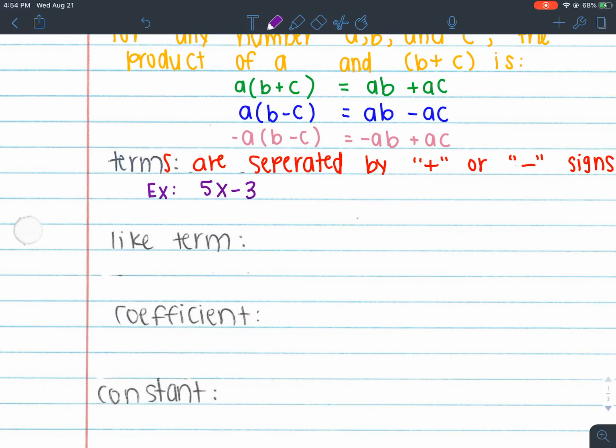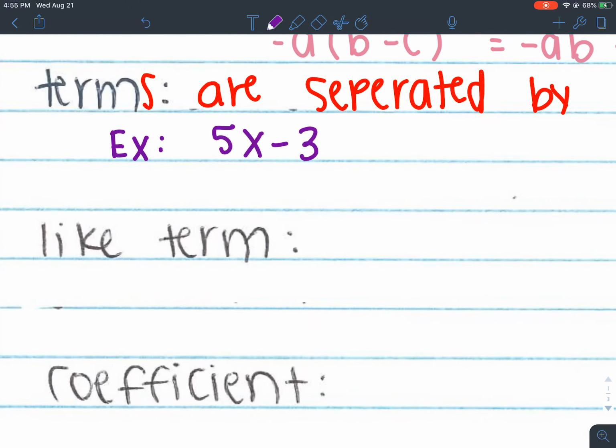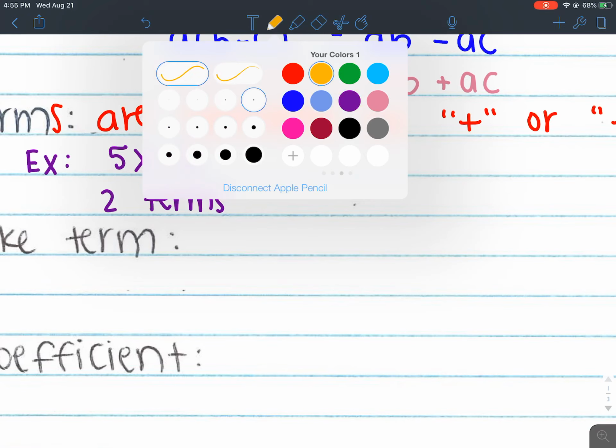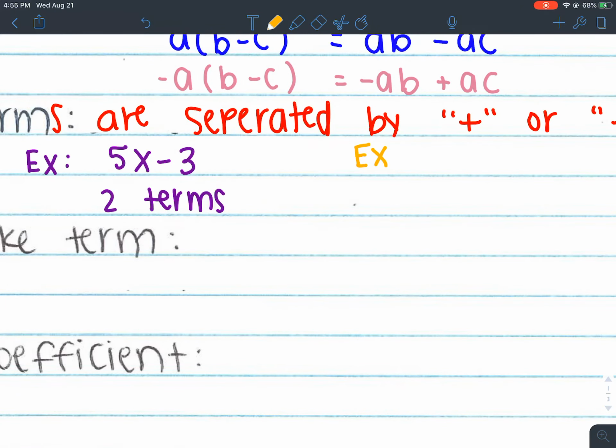Well, I said terms are separated by plus and minus. So there's two things being separated here. I have 5x and I have 3. Two things being separated. So in this case, this would be two terms, because the minus sign is separating the two things.